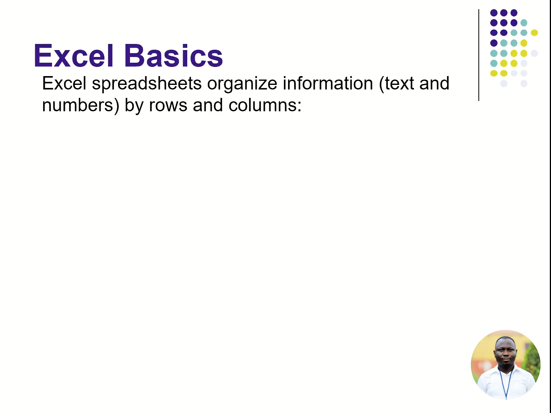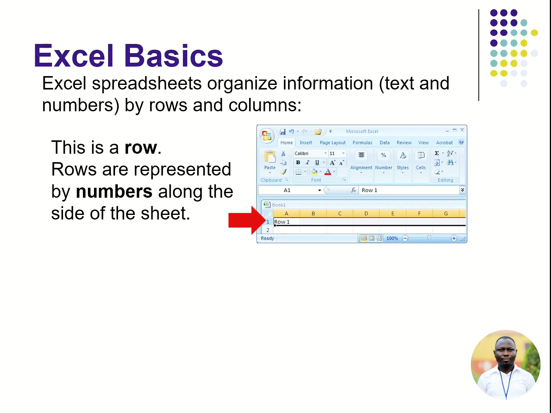Excel spreadsheets organize information such as text and numbers by what we call rows and columns. So the data that we're dealing with in Excel is going to be basically in rows and columns. And this is a basic example of how a row looks. If you're seeing here, we have 1, then we have this row here. This is a row. Rows are represented by numbers along the side of the sheet. Yes, on the left hand side, we have numbers that represent the rows.